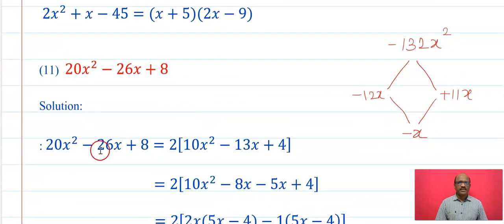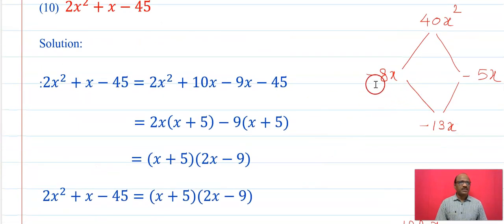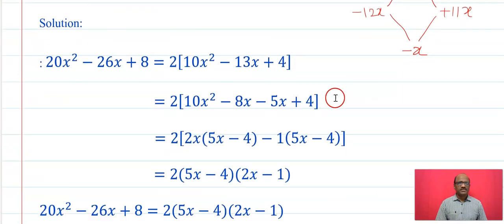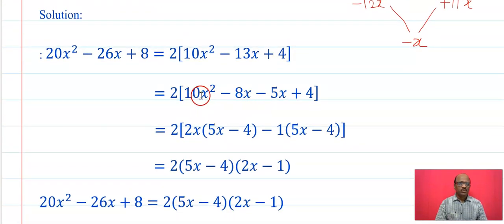Therefore we will write here 10x square minus 13x plus 4. Match factors minus 8x and minus 5x. The factors we have written here are minus 8x and minus 5x. Now again we will take the common from 10x square and minus 8x. What will be common? 2 will be common. From 8 and 10, what is the common number? 10 means 5 into 2, 8 means 4 into 2. Therefore we will take the 2 as number as common and x variable is common. Therefore overall 2x is common.